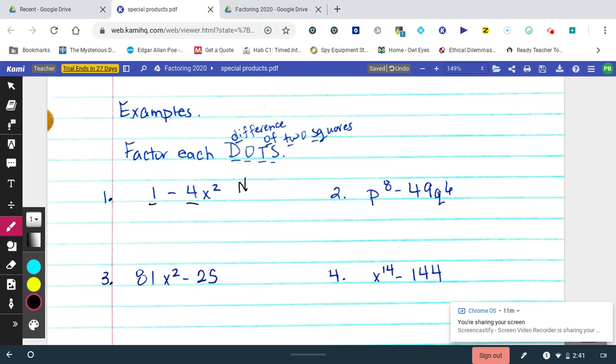GCF. Y'all see how slow it's writing? Okay. There is no GCF. So now what I can do is factor my difference of two squares.